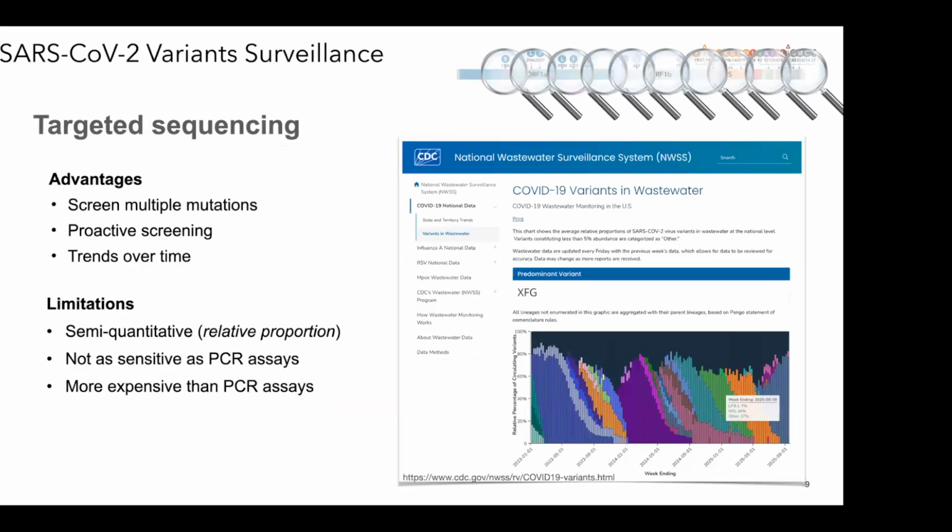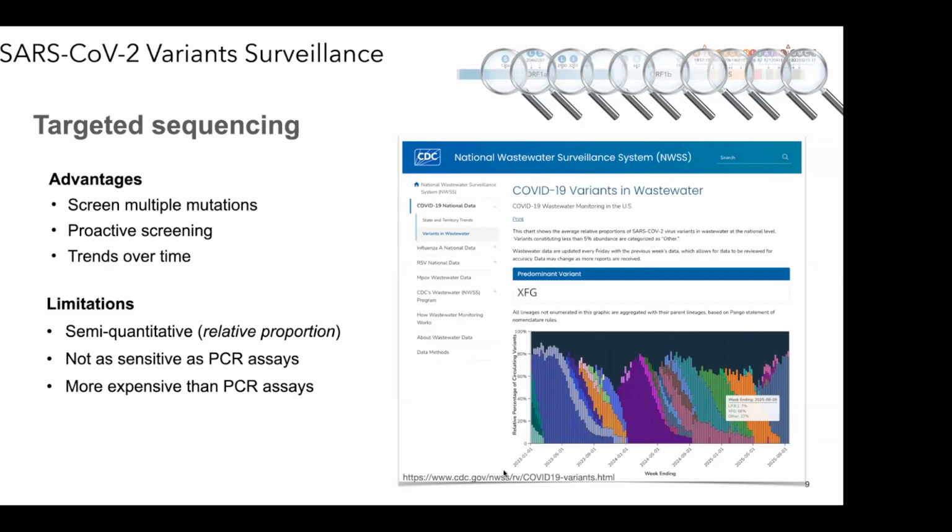The most common one is to do targeted sequencing. By doing that, it's not looking at just one mutation, it's looking at different portions of the genome, and that allows a broader coverage. The advantage is that it can screen multiple mutations at the same time. It's more proactive and allows good trends over time, but the limitation is that it's semi-quantitative. I think the best way of looking at the data is using relative proportion. It's not as sensitive as good PCR assays, it's more expensive than PCR assays, and the turnaround time can be longer.